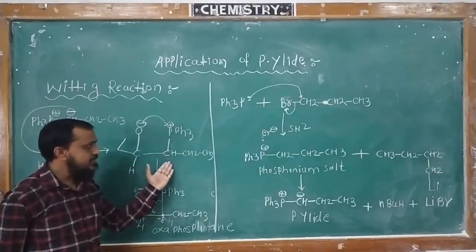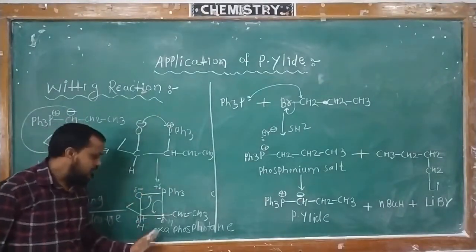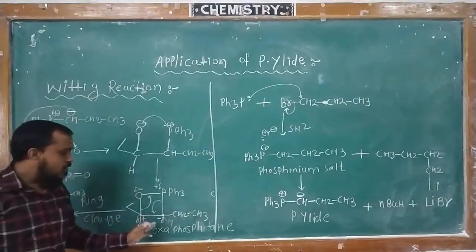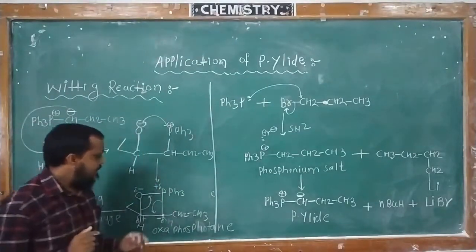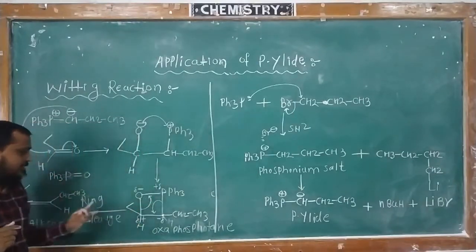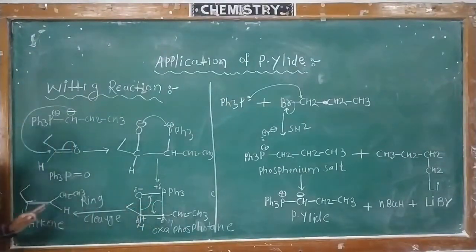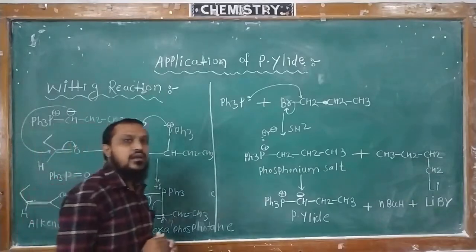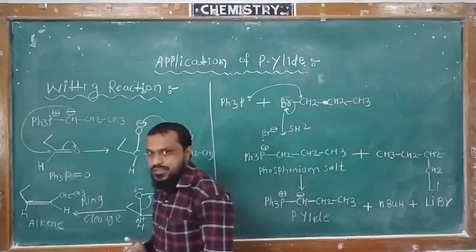This betaine intermediate is less stable, so it is immediately converted into the oxaphosphetane intermediate. As compared to the betaine intermediate, the oxaphosphetane intermediate is stable. And finally, this oxaphosphetane intermediate undergoes ring cleavage. So this type of ring cleavage will occur here, and we will get our final products, alkene and triphenylphosphine oxide. So the final products of the Wittig reaction are alkene and triphenylphosphine oxide.